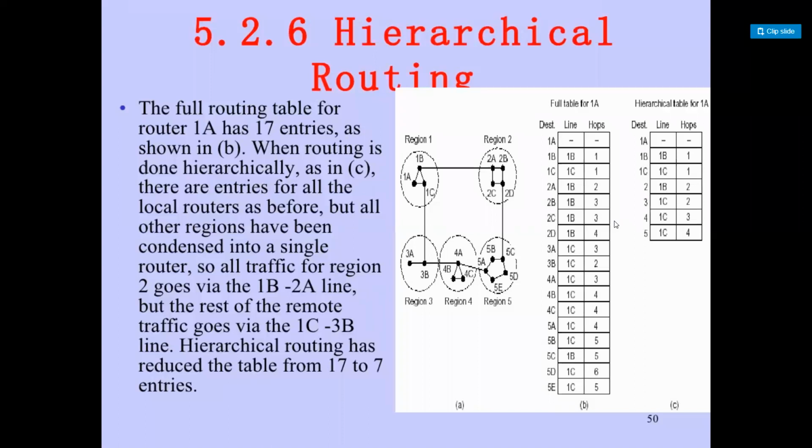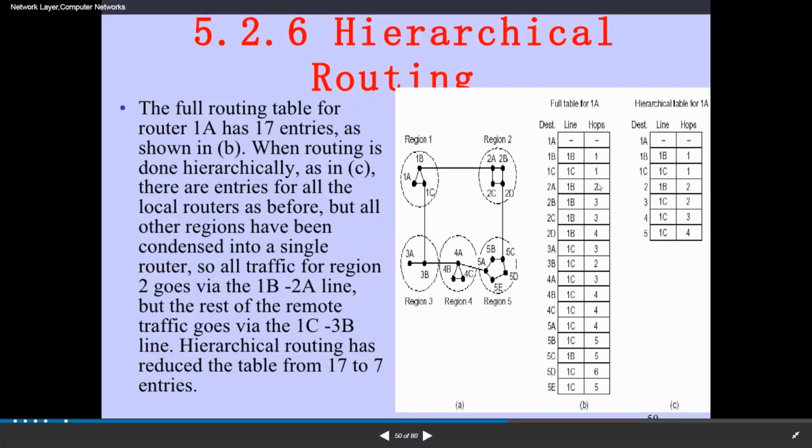In tomorrow's class, we are going to start the next routing algorithms, that is link state routing algorithm and broadcast routing algorithm. Okay, that's it for today, students.